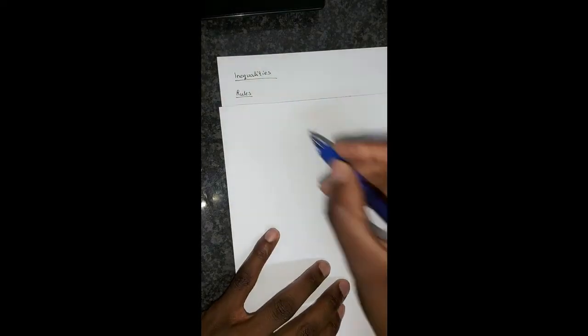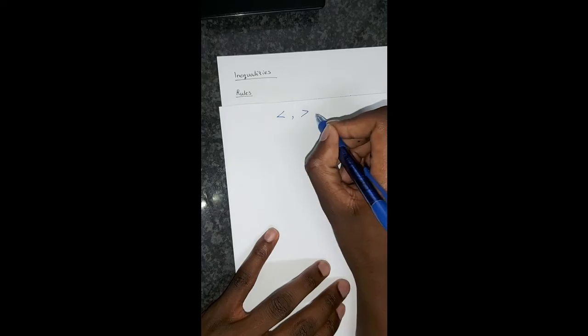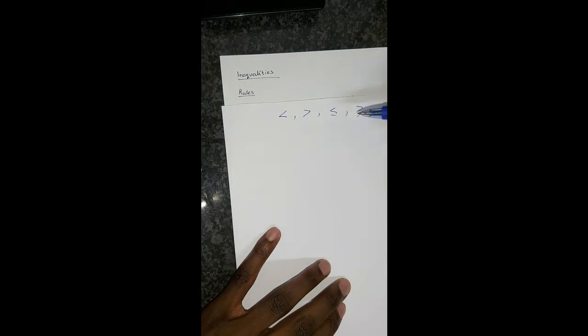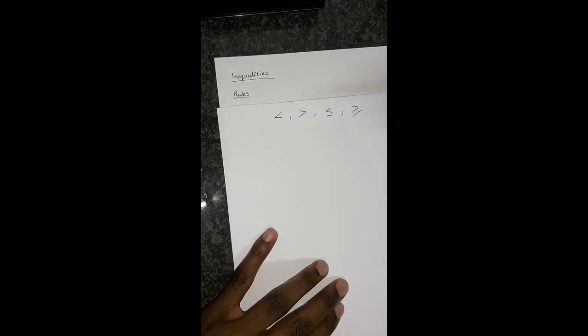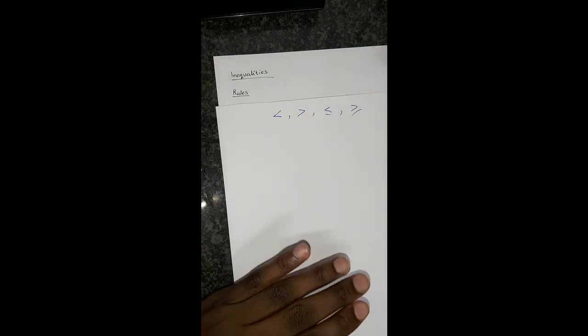So an inequality is just an equation, but instead of having an equal sign, you're going to have less than, greater than, or less than or equal to, greater than or equal to. So these are the symbols that we use when we're dealing with inequalities. We cannot use the equal sign, because if we use the equal sign, then it automatically becomes an equation.